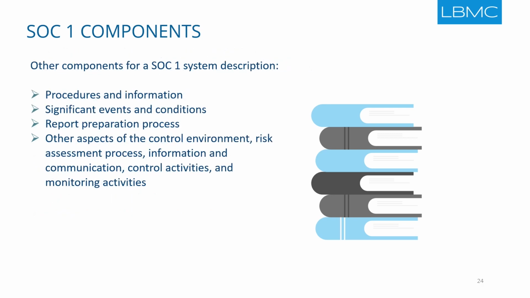Here are the other components in a SOC 1 system description. It should include procedures, both automated and manual, by which transactions are processed, and it should define the information used and the performance of procedures. It should also document how the system captures and addresses significant events and conditions other than transactions. The process used for report preparation should be included, and other aspects of the control environment, risk assessment process, information and communication, control activities, and monitoring activities should be included.